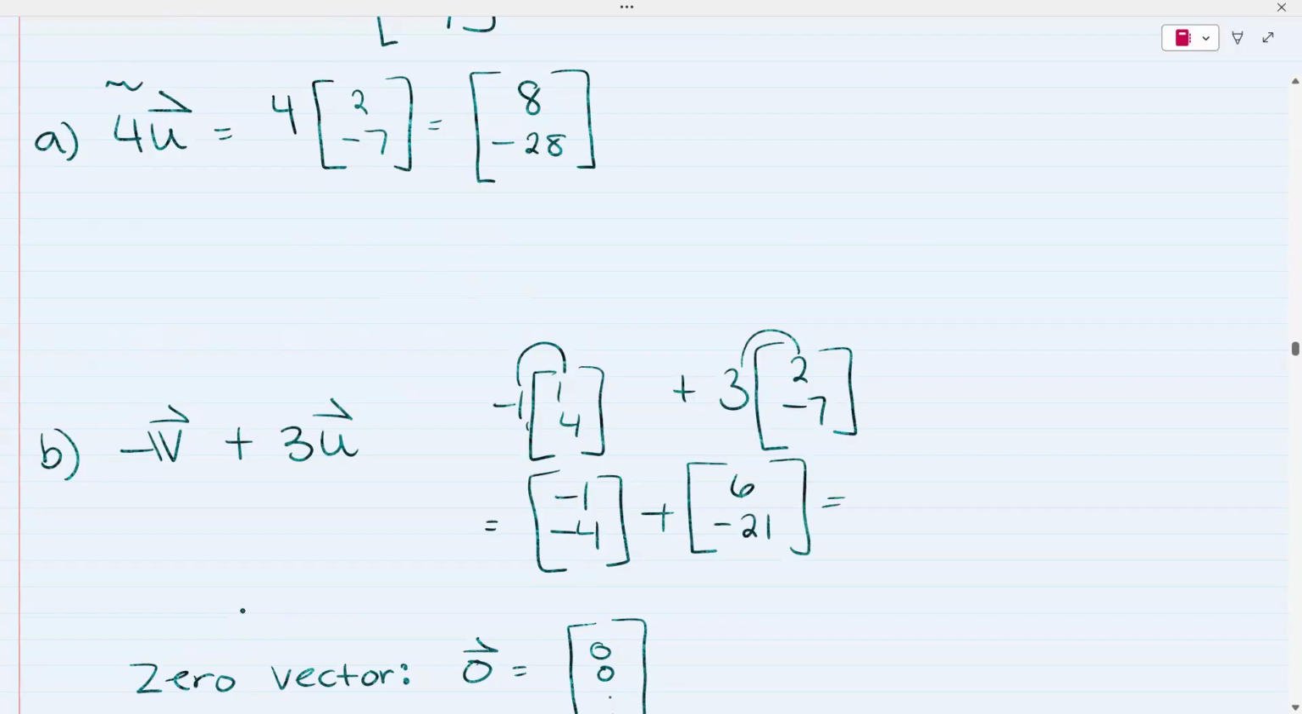Okay, so now we're adding vectors. They are the same size, so you can add them. Just do them across. What's -1 plus 6? +5. What's -4 and -21? -25.